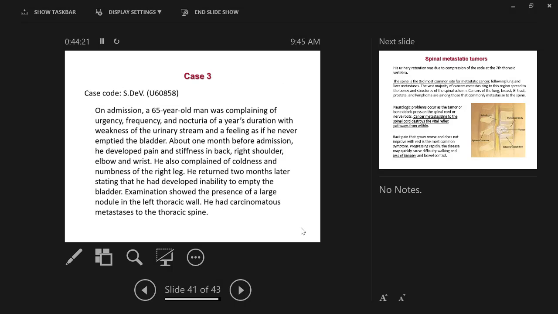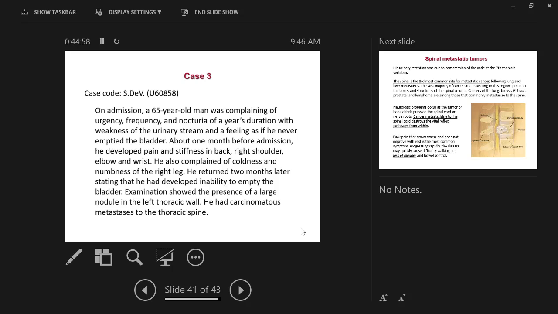The last case, can someone read it, please? Thank you. On admission, a 65-year-old man was complaining of urgency, frequency, and nocturia of a year's duration, weakness of urinary stream, and feeling as if he never emptied the bladder. About 1 month before admission, he developed pain and stiffness in the back, right shoulder, elbow, and wrist. He also complained of coldness and numbness of the right leg. He returned 2 months later, stating that he had developed an inability to empty the bladder. Examination shows the presence of a large nodule in the left thoracic wall. He had carcinomatous metastases to the thoracic spine.